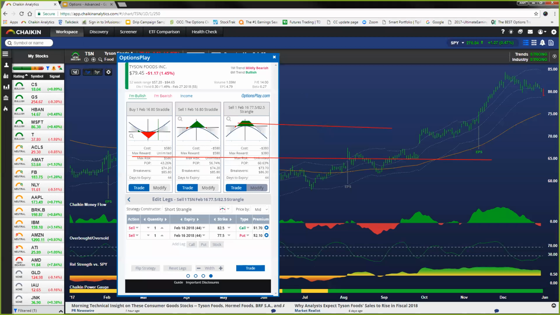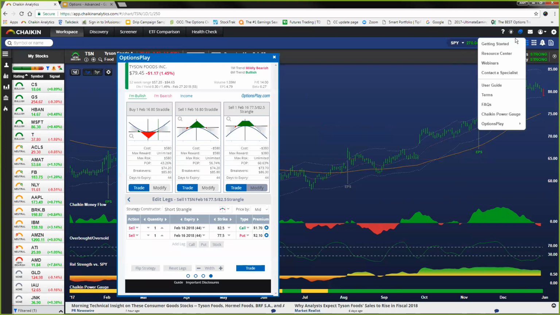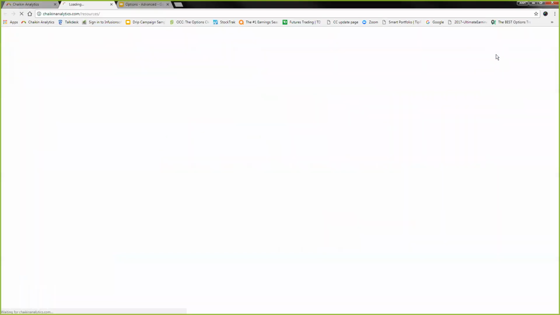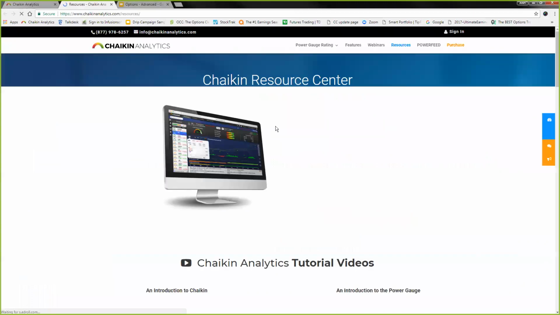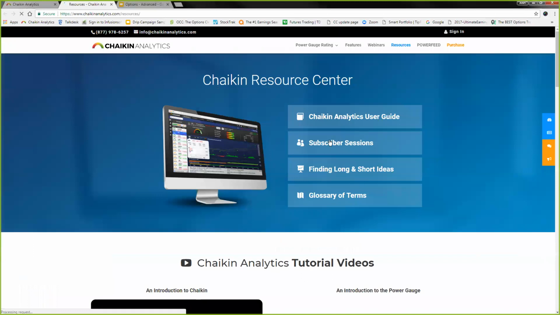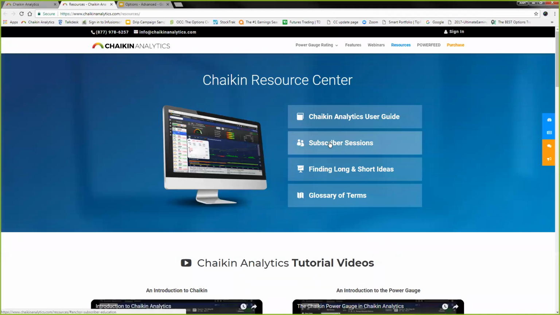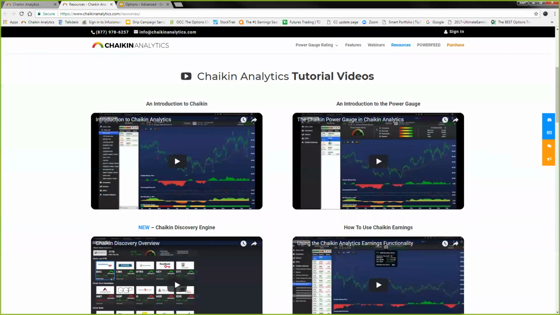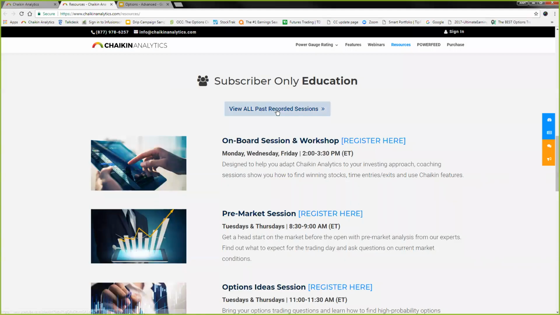To find our previous sessions, first in the upper right-hand corner, you go to the little icon. It says Product Resources. Then we go to the Resource Center. It will open up in a new tab. Under the new tab, we want to click on subscriber sessions. Subscriber sessions will take us down here, and then we can view all past recorded sessions.